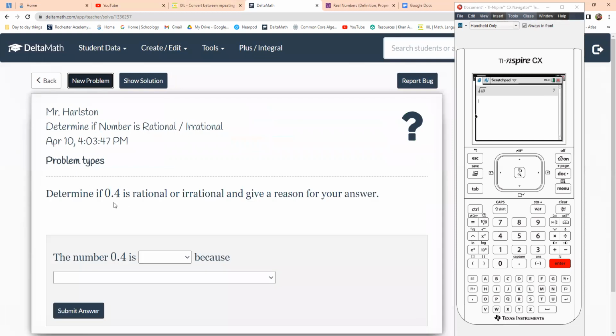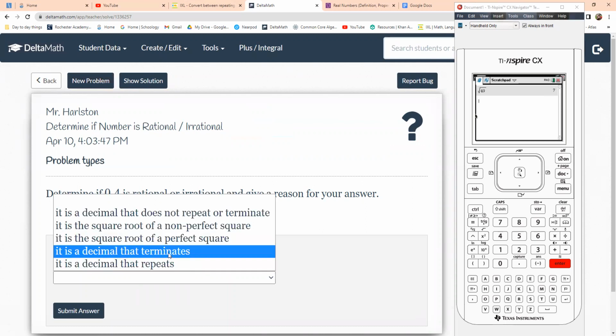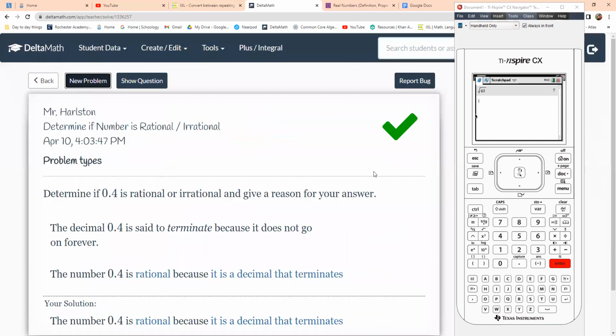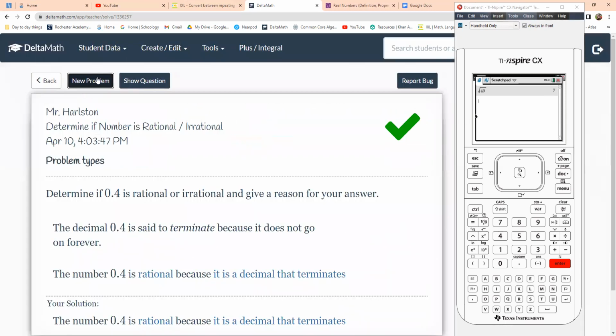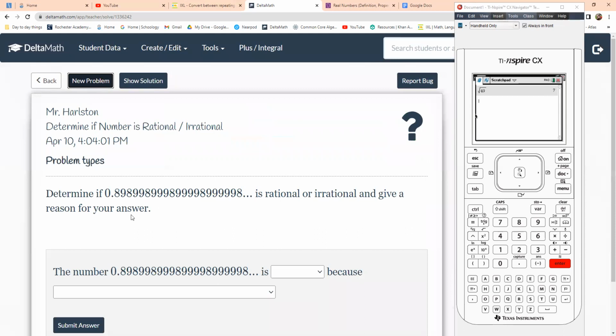All right, this one, 0.4, that is rational. And the reason is because it's a decimal that terminates. That's an easy one. If it ends, then it's got to be rational. Let's do a few more. Oh, here's another one of those.